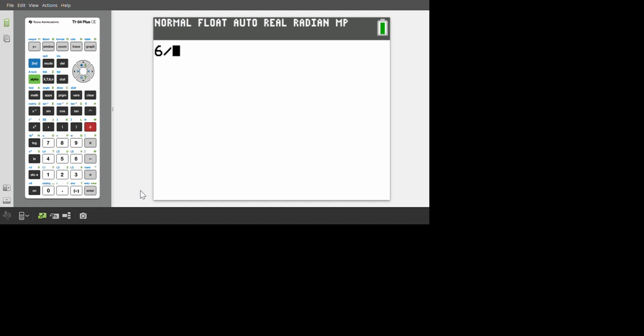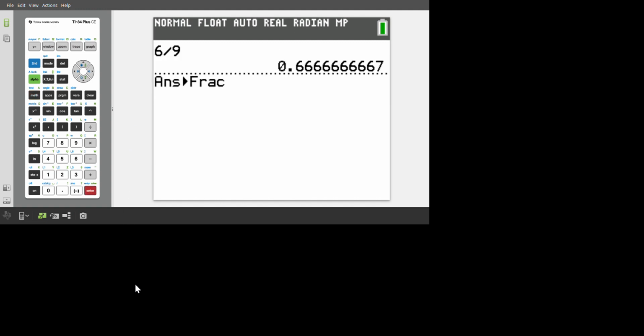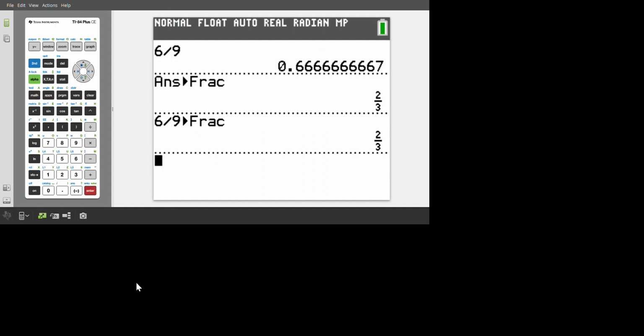6 divided by 9, right? If that is your fraction, 6 over 9, we can hit enter. It does convert it to a decimal, obviously, for us. But let's say that we want it to be in a reduced form. I can hit the math button and then hit frac, and it takes the answer that we had here and turns it into a fraction. Even further, I can do 6 divided by 9, math, frac, and it will reduce it to its lowest terms here. So you got a few options.